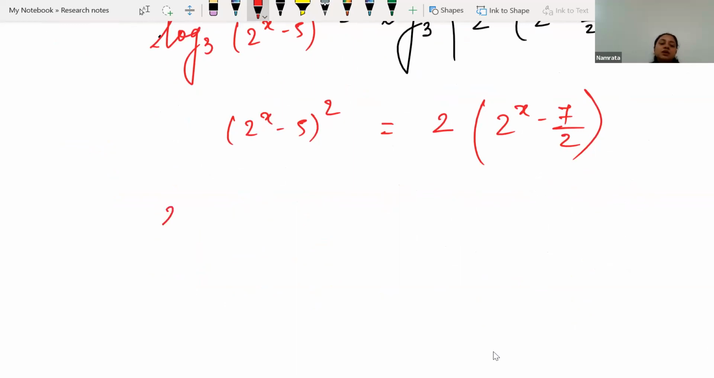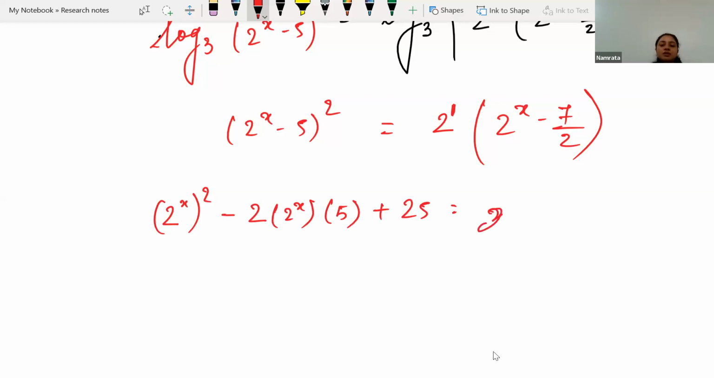(a minus b) whole squared is a squared minus 2ab plus b squared, is equal to, let's multiply them. Whenever we do the multiplication here, 2 to the power 1 into 2 to the power x will be 2 to the power x plus 1, right?